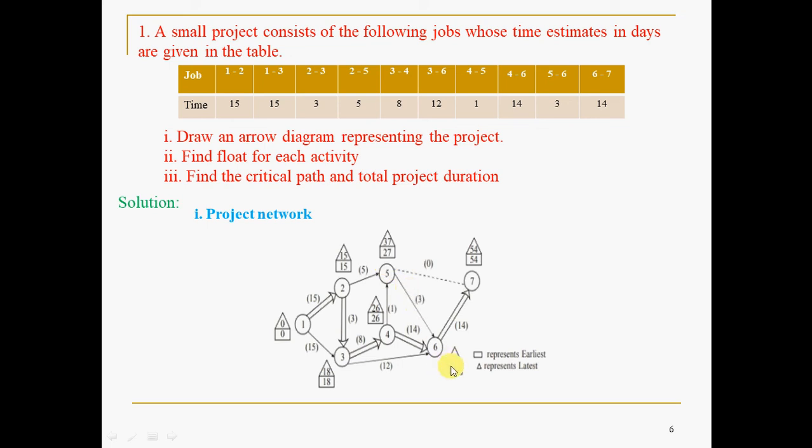So whichever is highest, that you have to fill, I told. Okay, 26 plus 14, it is 40. So what is the meaning of this 40? This is the status of the project at node 6. If you spend 40 days, all the activities that are connecting at node 6 will be completed.